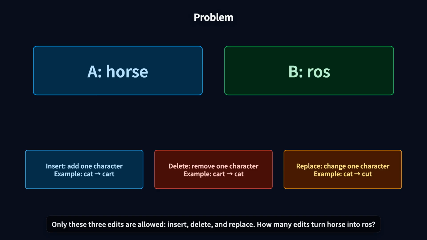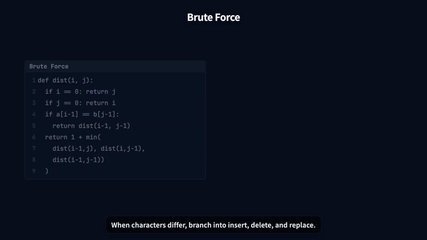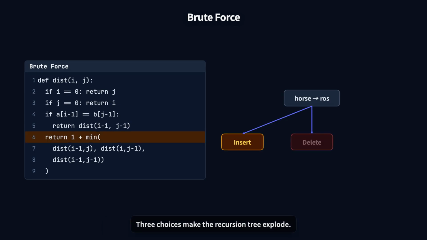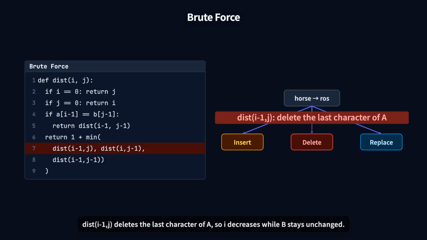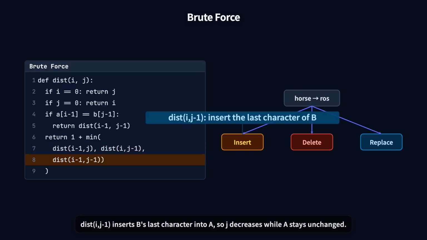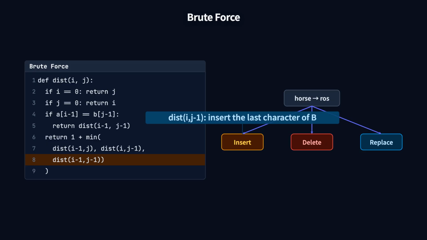How many edits turn horse into rose? When characters differ, branch into insert, delete, and replace. 3 choices make the recursion tree explode. dist(i-1, j) deletes the last character of A, so i decreases while B stays unchanged. dist(i, j-1) inserts B's last character into A, so j decreases while A stays unchanged.